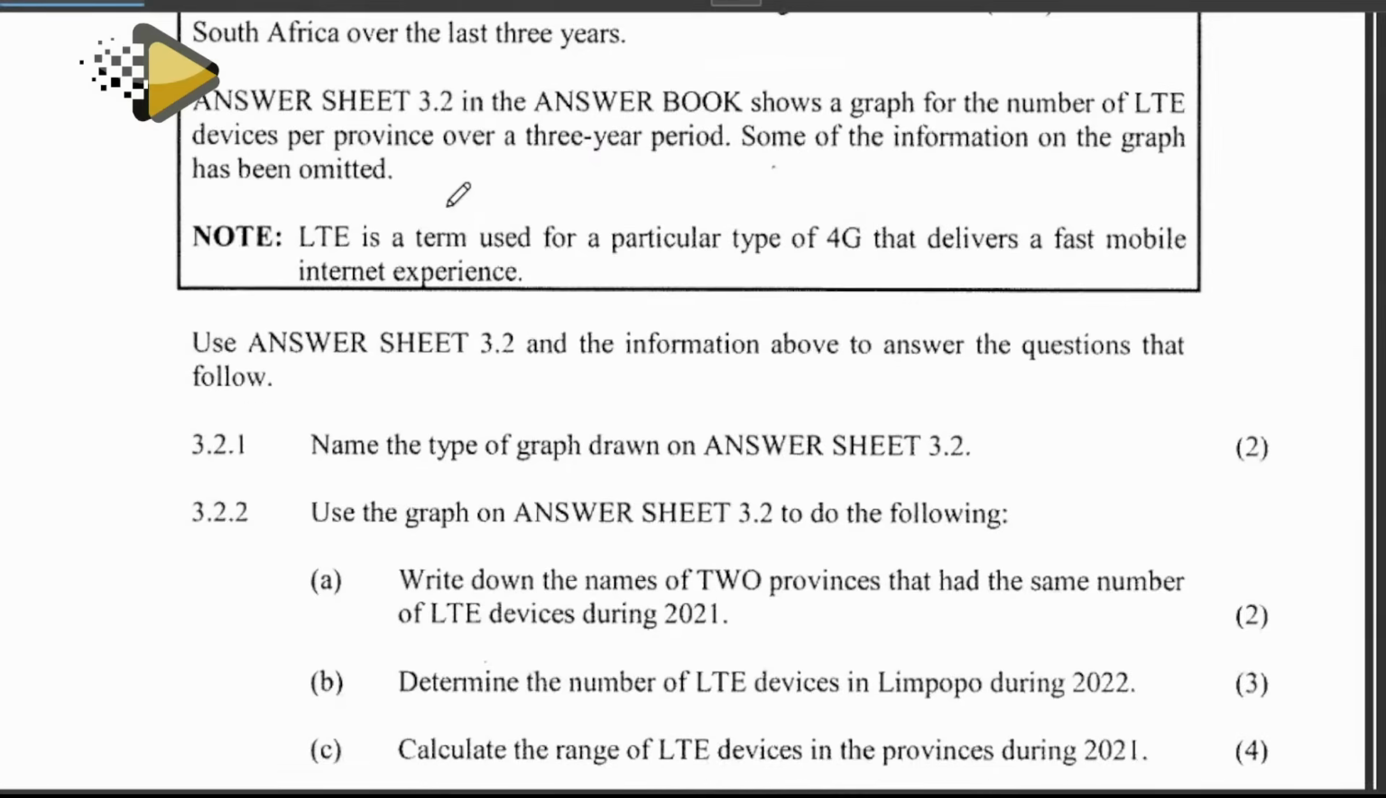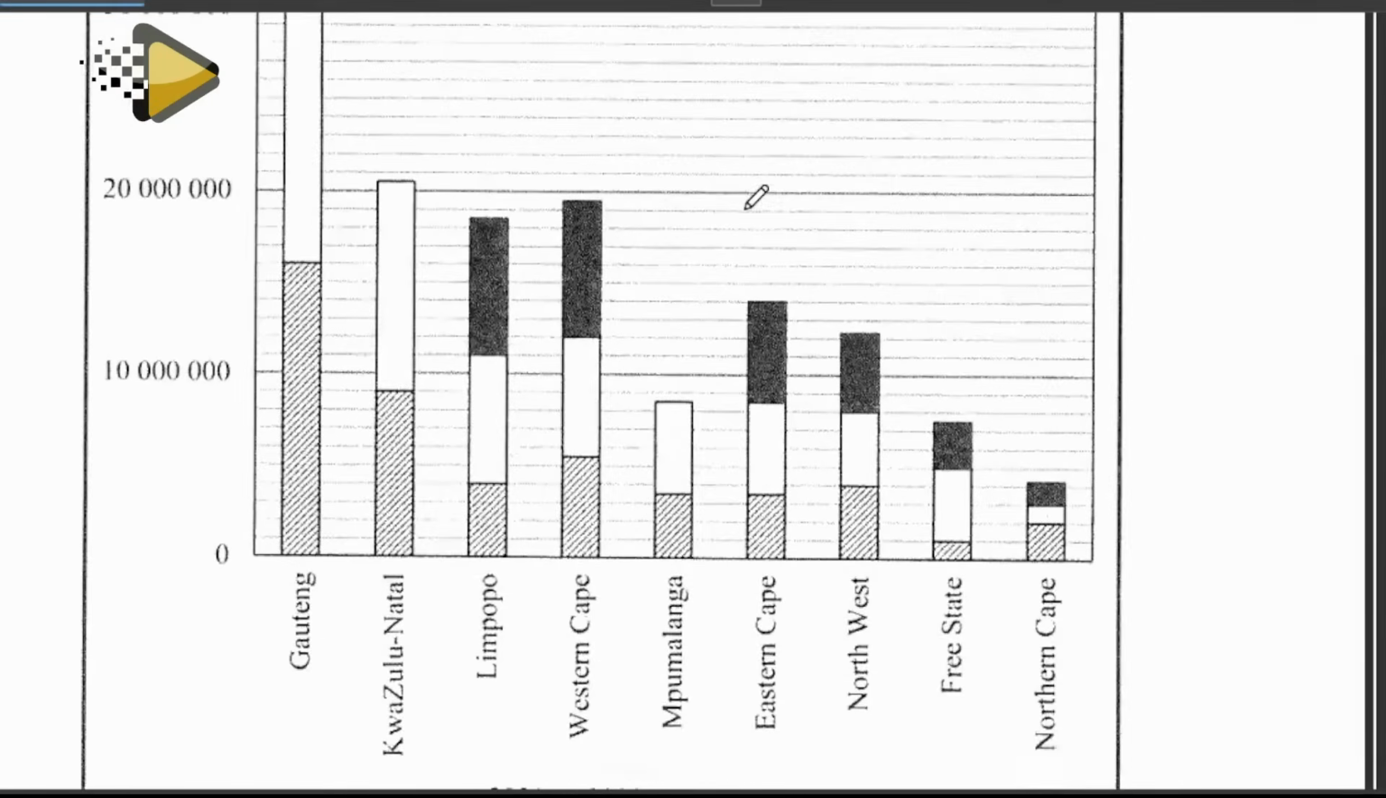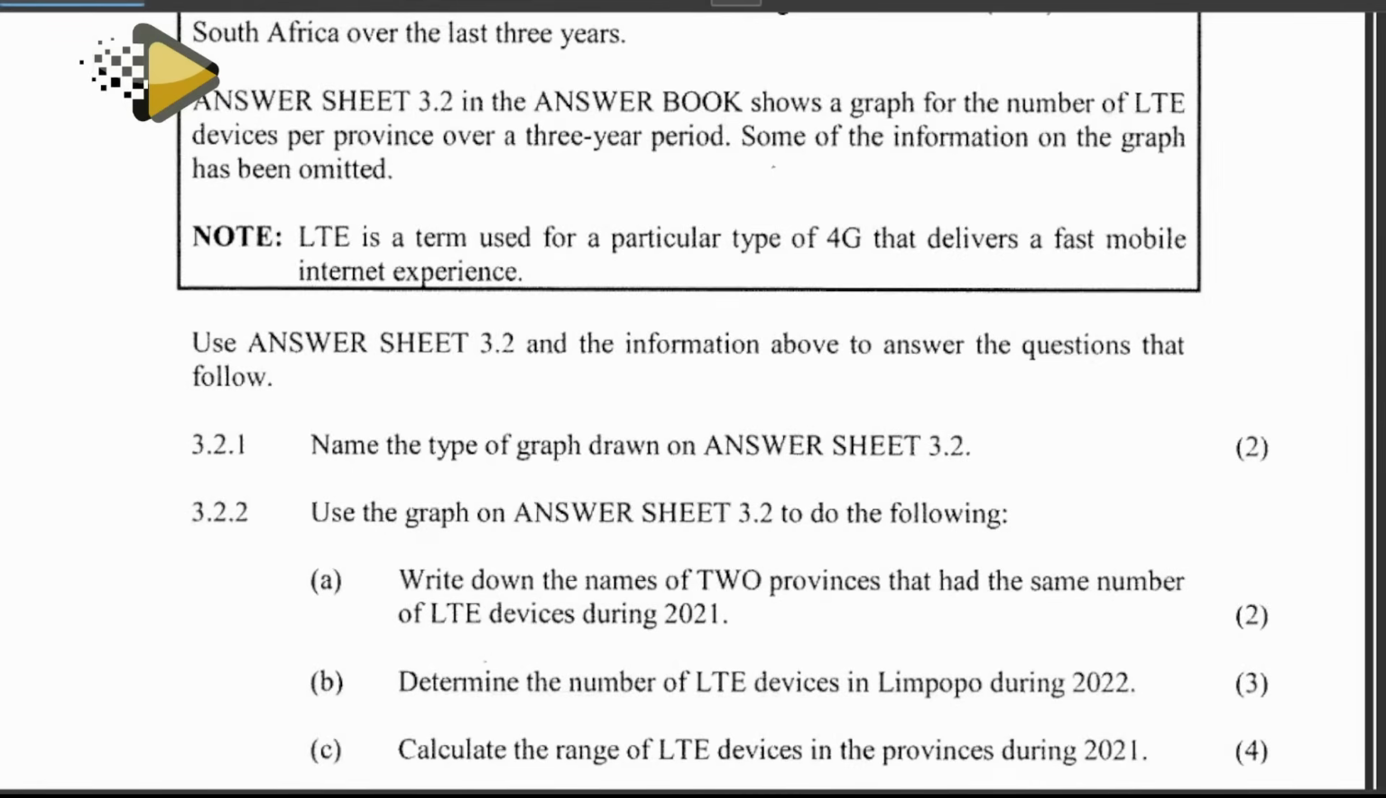Name the type of graph on the answer sheet. What kind of graph is this? It's called a stack graph. Someone could have also called it a bar graph, but that's a stack. Specifically, it's a stack. So it has bars, with sections stacked on one another, on top of one another. A stack of bars. Okay.